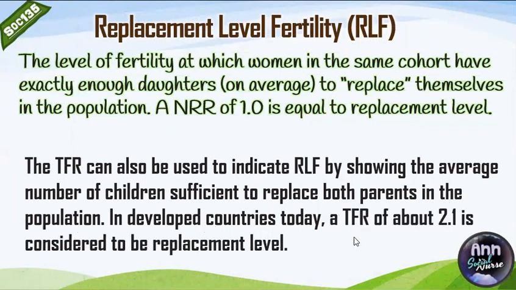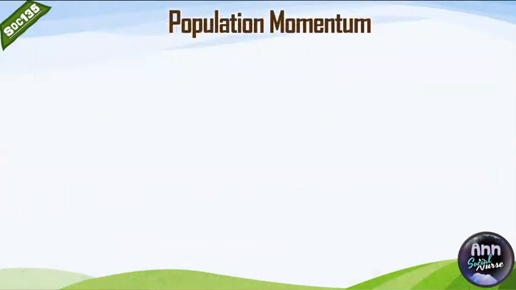In developed countries today, a total fertility rate of about 2.1 is considered to be replacement level because the TFR is 2 and the replacement level fertility is 2, as two parents will be replaced by two children. So we have an extra 0.1 to replace us in case we're gone. And surely we will all be gone sooner or later.